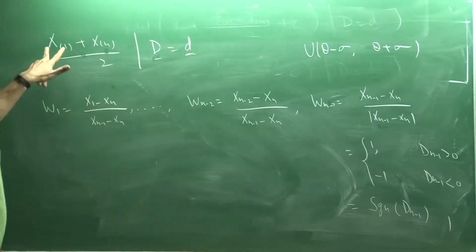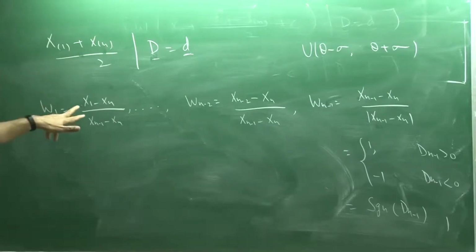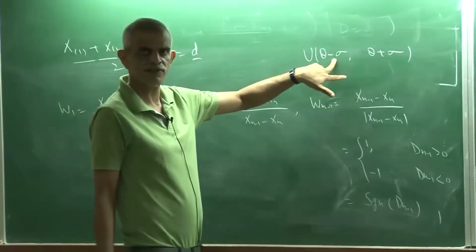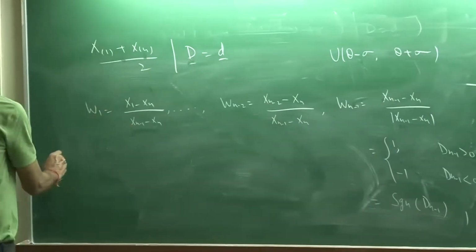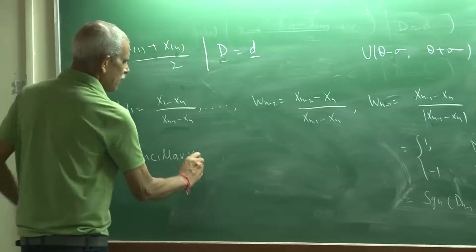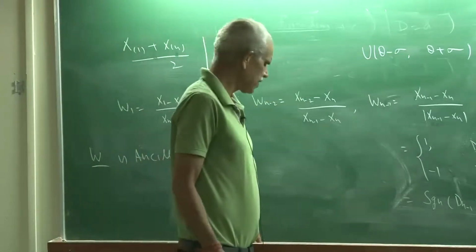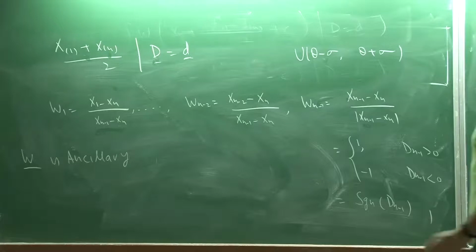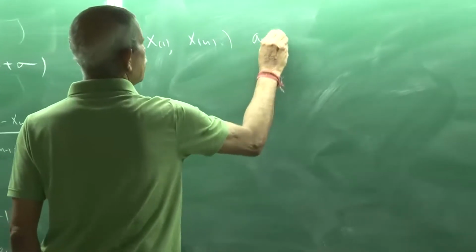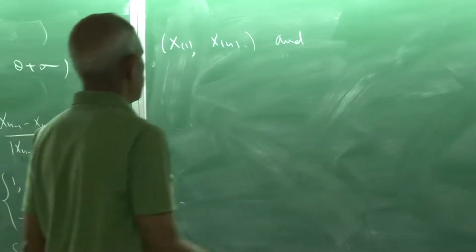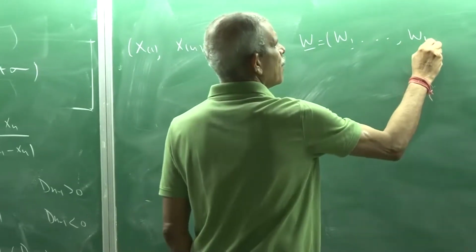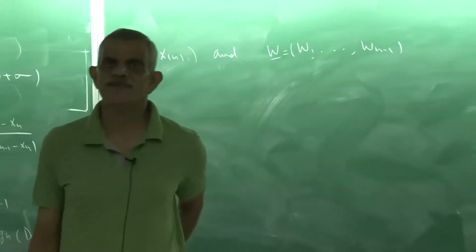Now in this case I know that x1, xn is complete sufficient, and because I have divided by this, the distribution of W will also be independent of sigma. So this is ancillary; W is ancillary. So in this case, when you have uniform theta minus sigma, theta plus sigma, x1, xn and W1 through Wn minus 1 are independent.